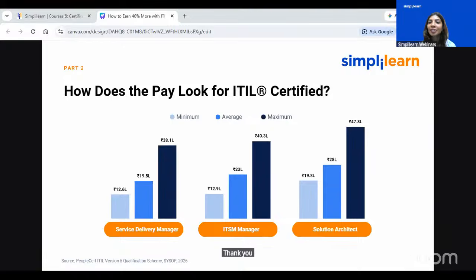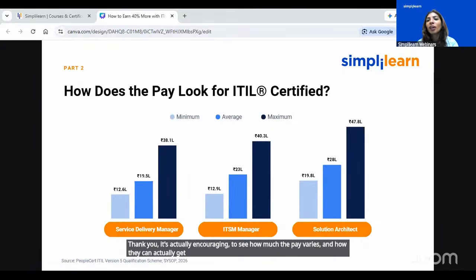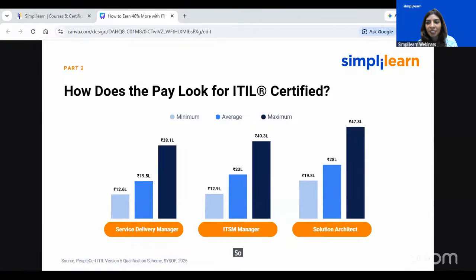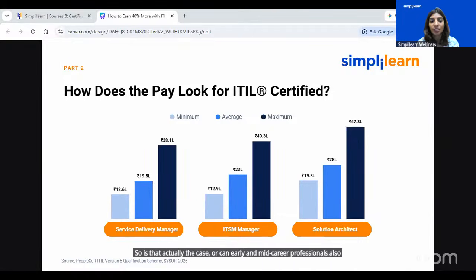It's actually encouraging to see how much the pay varies and how they can get there as well. There's also one very common perception that advanced ITIL designations are only meant for senior leaders. Is that actually the case, or can early and mid-career professionals also work towards these roles?